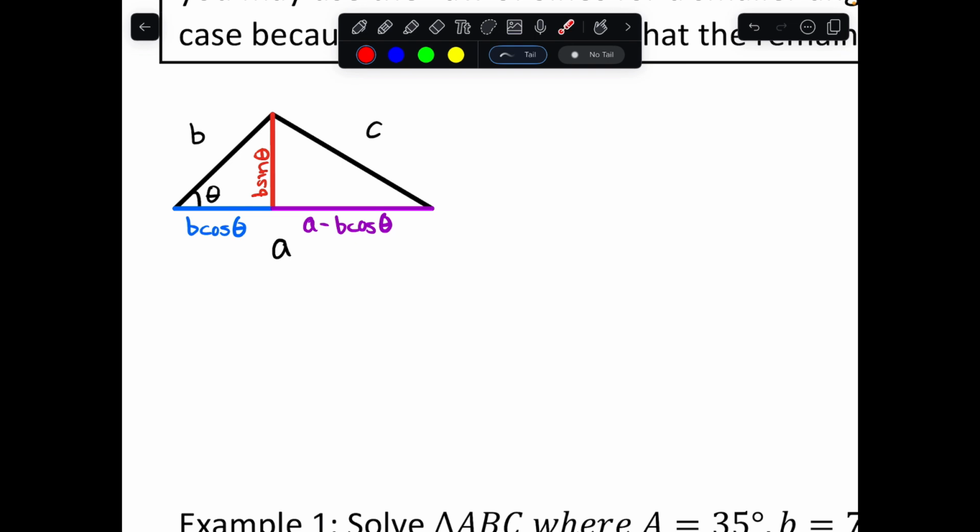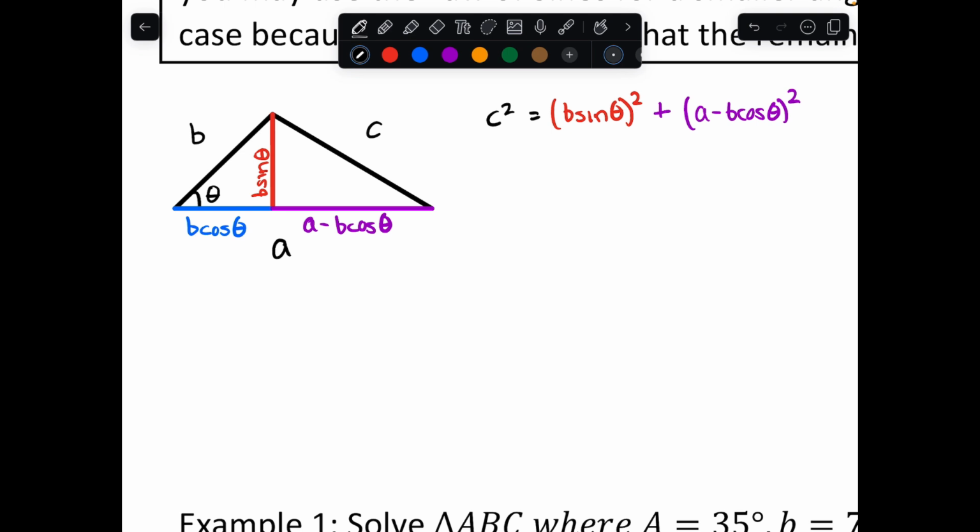Okay. Since this red line was perpendicular to side A, we know that this right here is a right triangle. And so we can use the Pythagorean theorem. So C squared is going to be equal to the red line squared plus the purple line squared. So let's go ahead and write that out. So we have C squared is equal to the red portion squared, B sine theta quantity squared, plus the purple portion squared, A minus B times cosine theta, quantity squared.